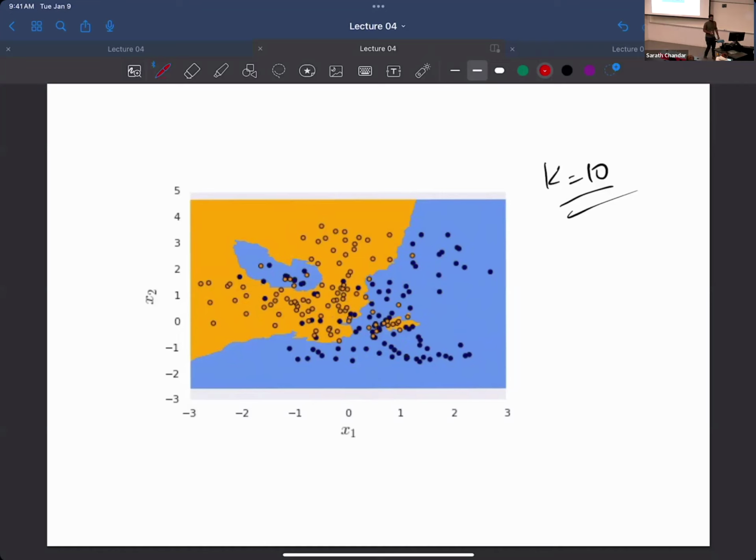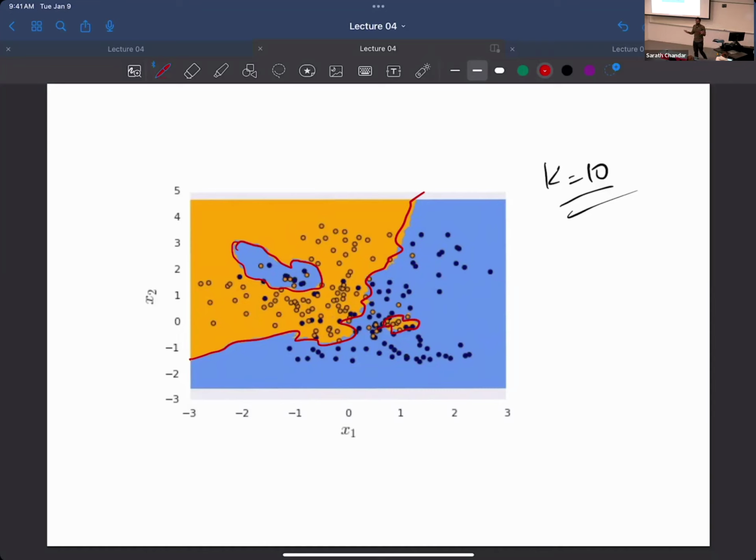When you do this, you see that the k-nearest neighbor has a non-linear decision boundary. The decision boundary is not linear. What is interesting is that within the yellow region, there is another blue region. Similarly, within the blue region, there is another yellow region.